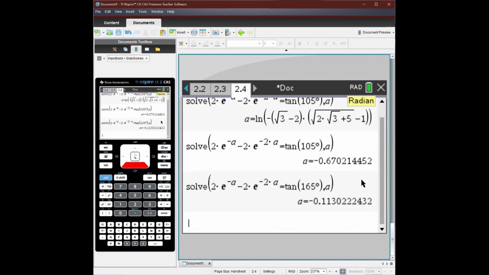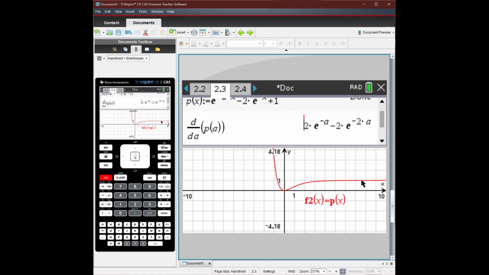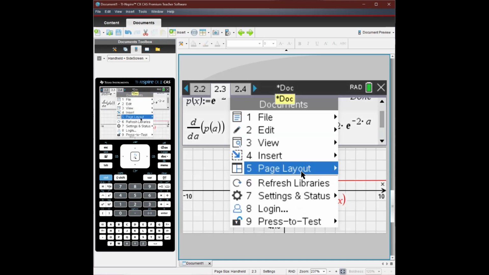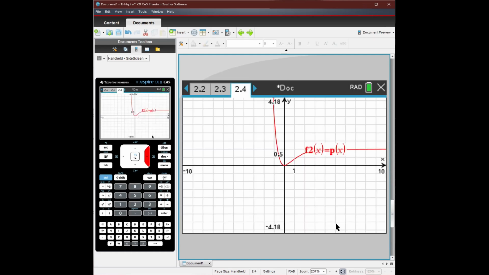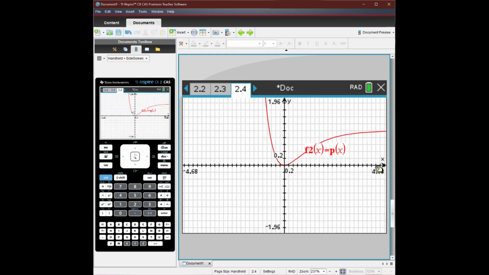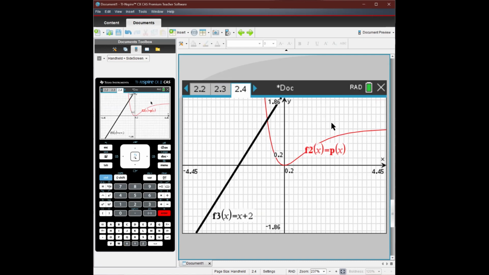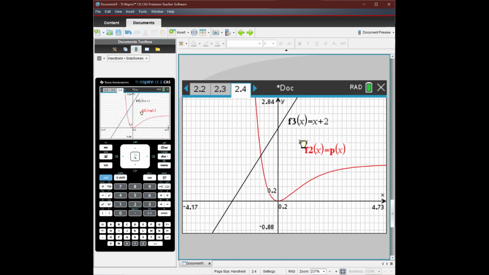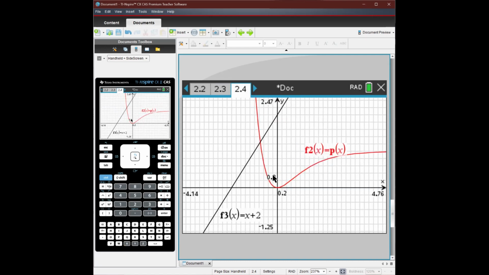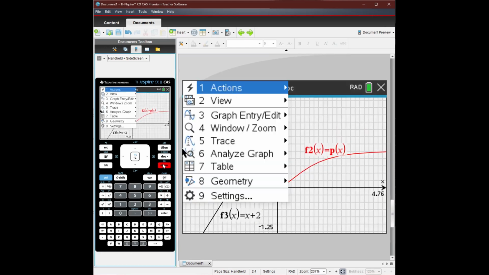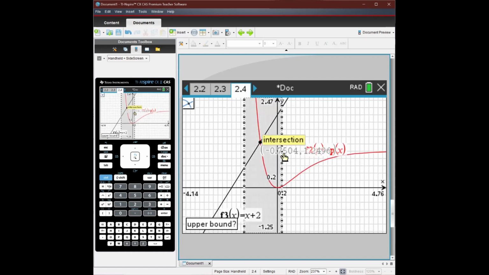Okay, the last part of the question wants you to find the x-coordinate of the point of intersection between P and y equals x plus 2. So you can look back at this diagram. So I can choose page layout ungroup. Now here is the diagram. Here's x plus 2. Yep, and we would like to get the x-coordinate intersection.